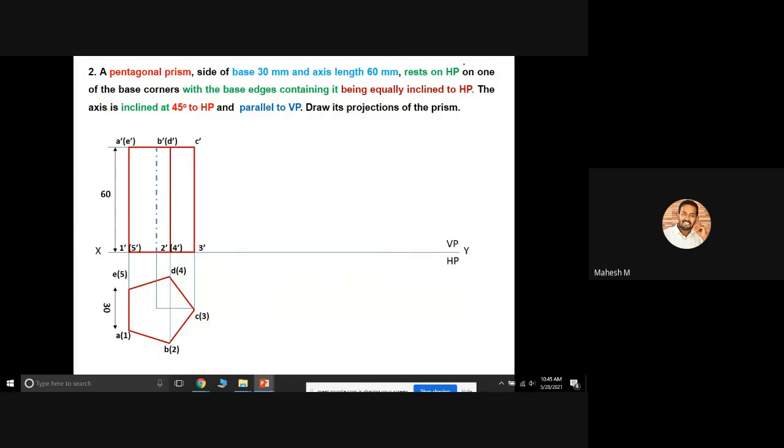So what is the difference? Rest on HP on one of its base corners.